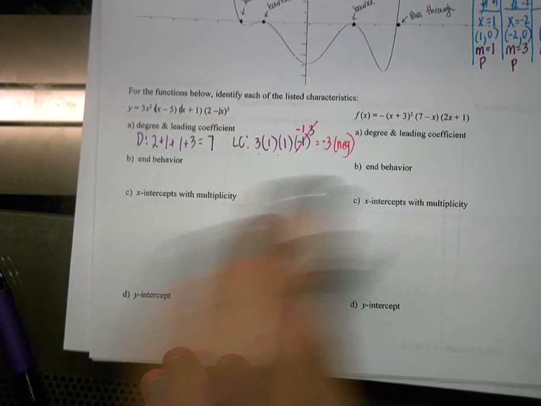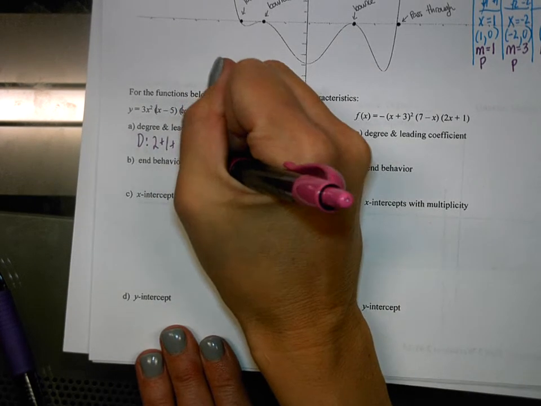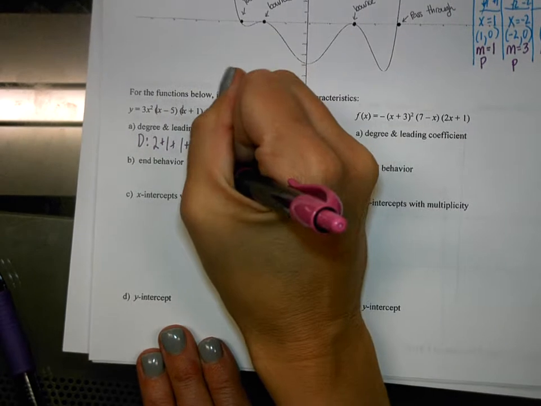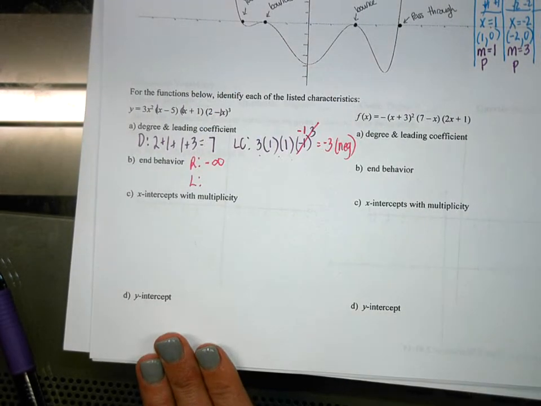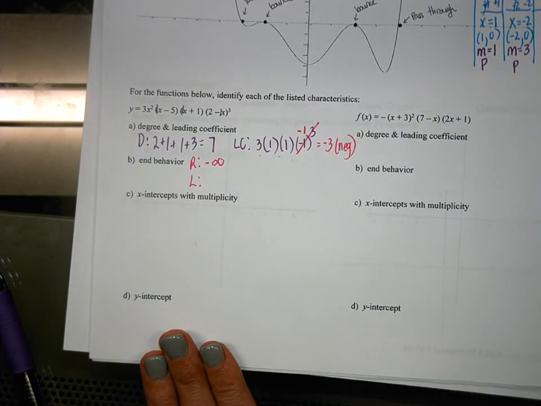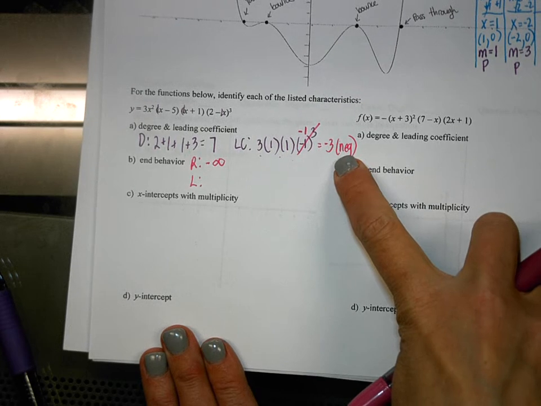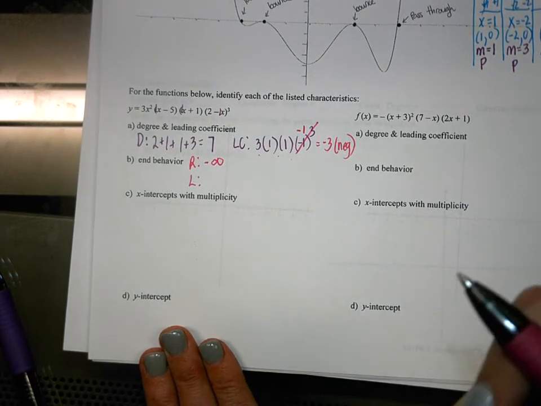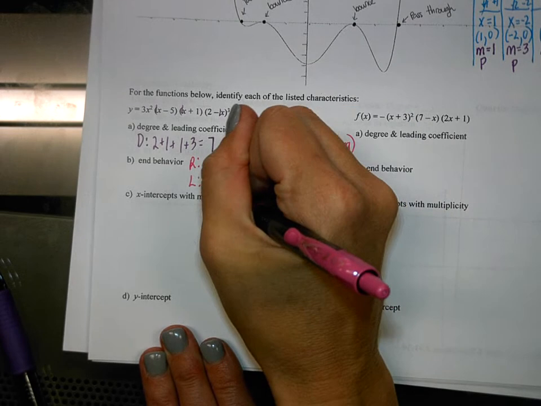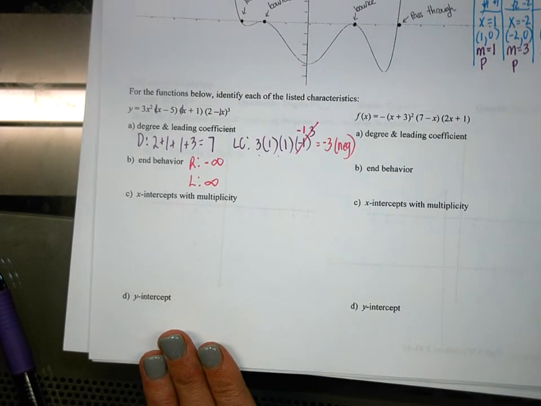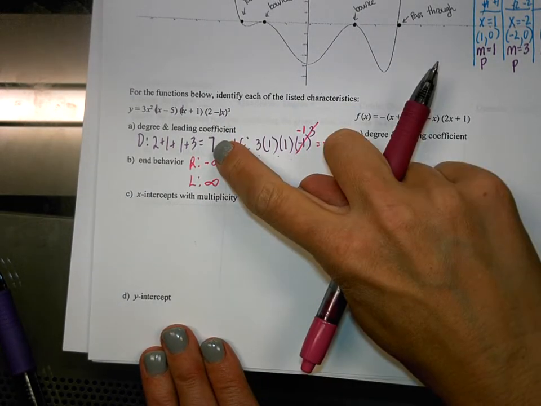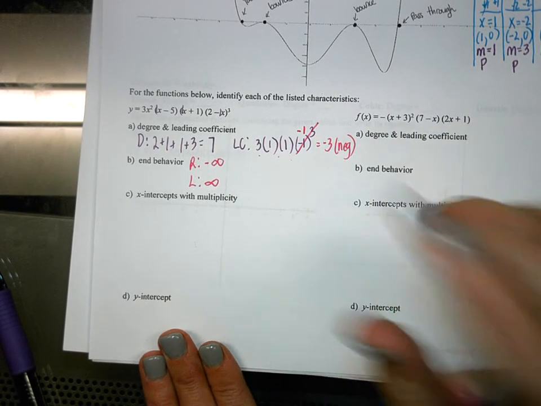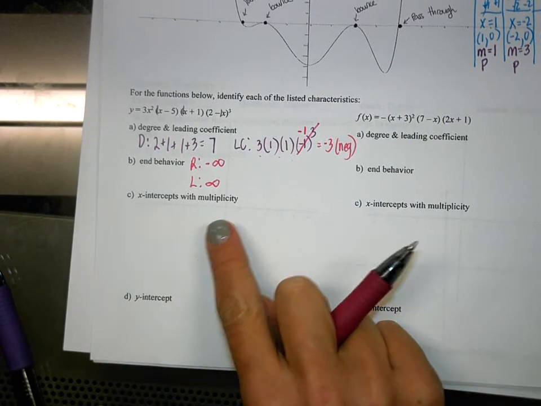Based on this information, what is my right end behavior? Negative infinity is correct. Why is it negative infinity? Because my lead coefficient was negative. What is my left end behavior? Positive infinity. Why is it positive infinity? Because my degree is odd. Any questions here? Okay, next we're going to do our x-intercepts with multiplicities.